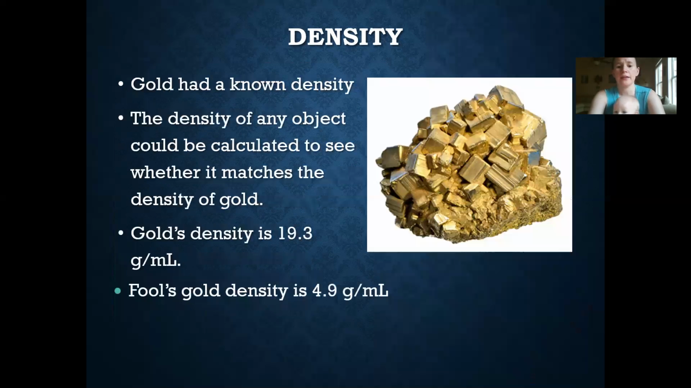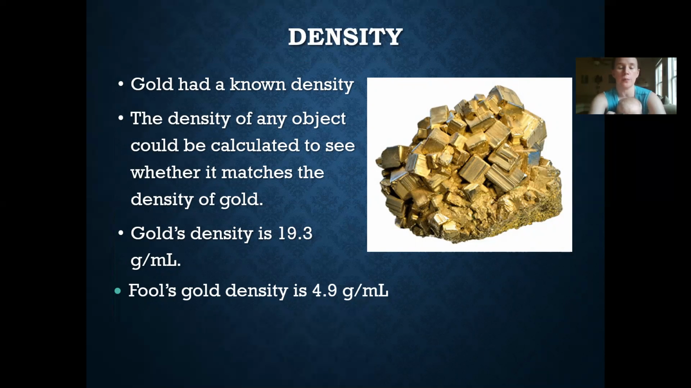Back then, they knew that gold had its own unique density, so it was a fairly simple matter to just calculate the density by dividing the mass by the volume, and then see whether the density of the substance matched the known density of gold. In fact, you may recall an example in your textbook, which if you're following along, it's page 23, where they explain that fool's gold has a density of only 4.9 grams per milliliter, while gold has a density of 9.3 grams per milliliter.